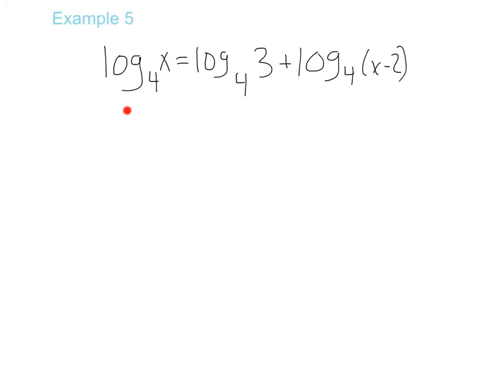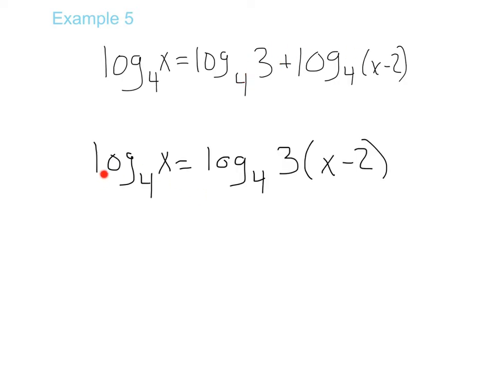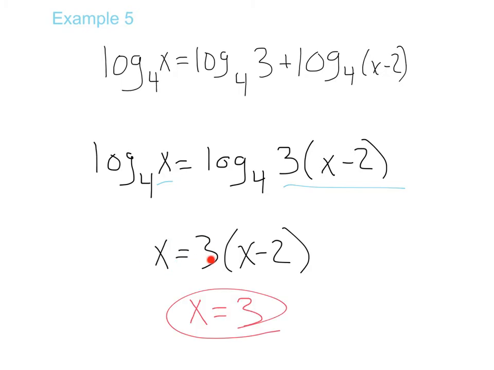Example 5, log base 4 of x equals log base 4 of 3 plus log base 4 of x minus 2. Here we've got lots of the same bases. That's good. I do see an addition sign here with the same base. So what if we convert these two terms to 1, switching addition to multiplication? That would give us log base 4 of x equals log base 4 of 3 times x minus 2. Now that we've got log 4 equals log 4, we can set x equal to 3 times x minus 2 by the one-to-one property. Doing that, we get x equals 3.